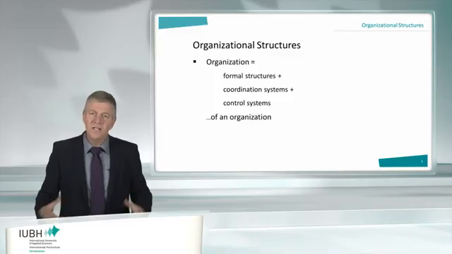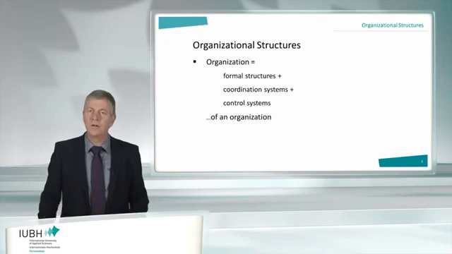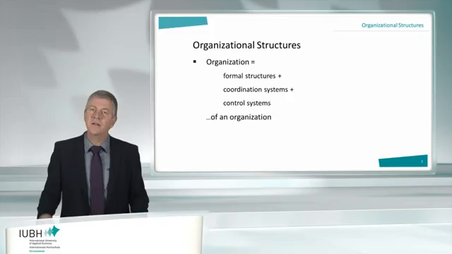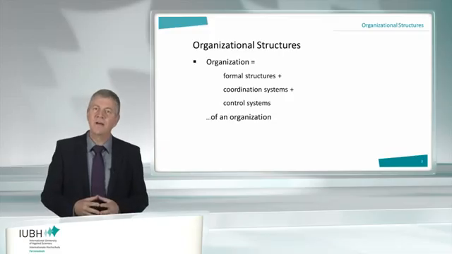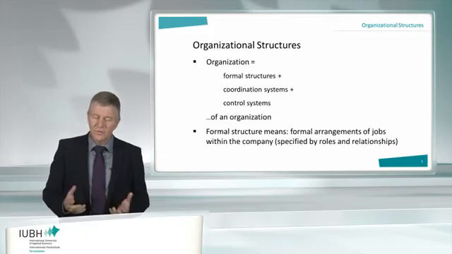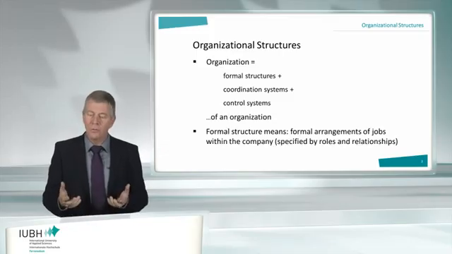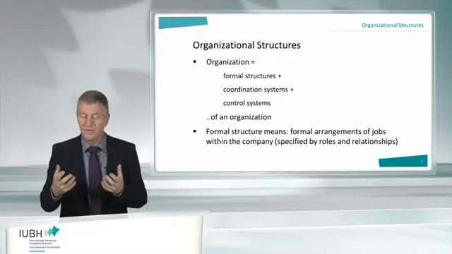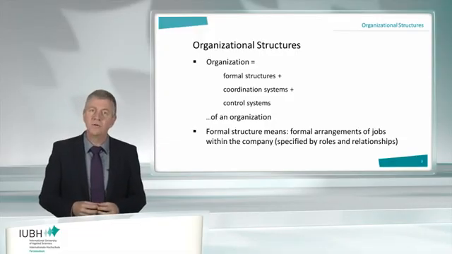Now, what in general is an organizational structure? If we look into an organization, we find a set of formal structures, then a coordination system, and finally control systems. The formal structure means that we have a formal arrangement of jobs within a company, and this is specified by roles and relationships.